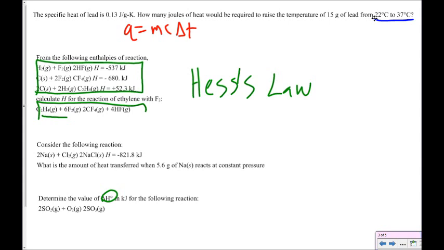Remember, it's the total on the product side. So look up SO3, multiply it by gas. Remember, states are important. So look up SO3 gas, find out what that says, and then double it. And then look up SO2.